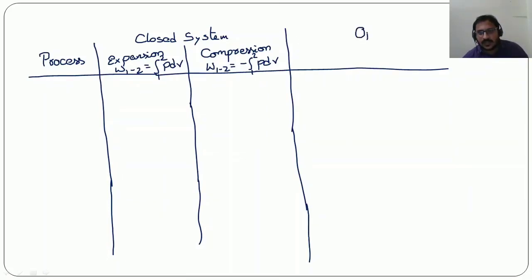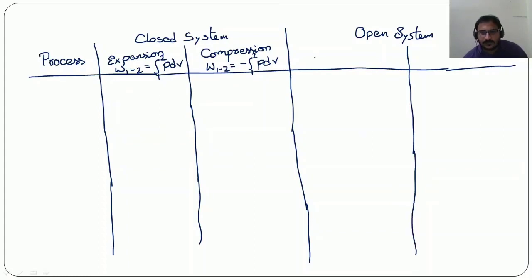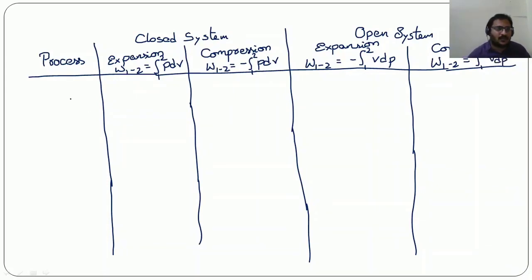Then let us take open system. Expansion: work done is minus integral VdP, and compression: work done is equal to integral VdP. So try to remember these formulas.